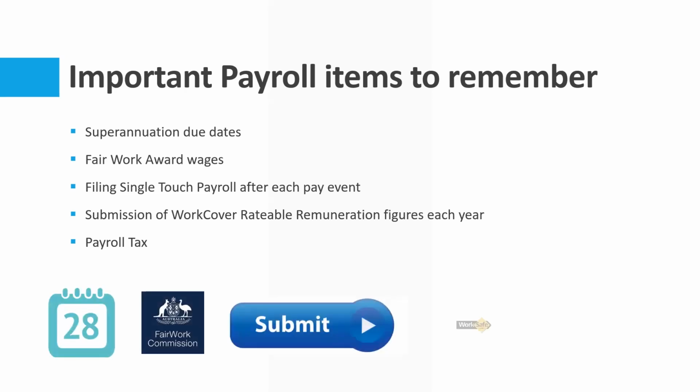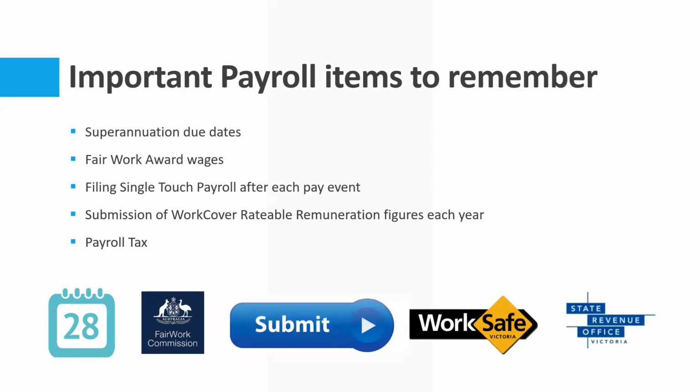So with the rollout of Single Touch Payroll, the ATO now have that real-time data to cross-check all their other agencies. And as Romeo mentioned, superannuation is a huge target for the ATO at the moment, and any late payments or unpaid contributions are being targeted. We've seen a huge increase in this activity lately.